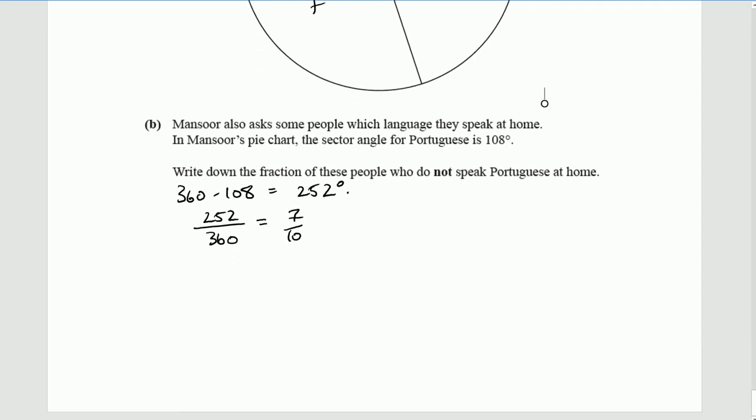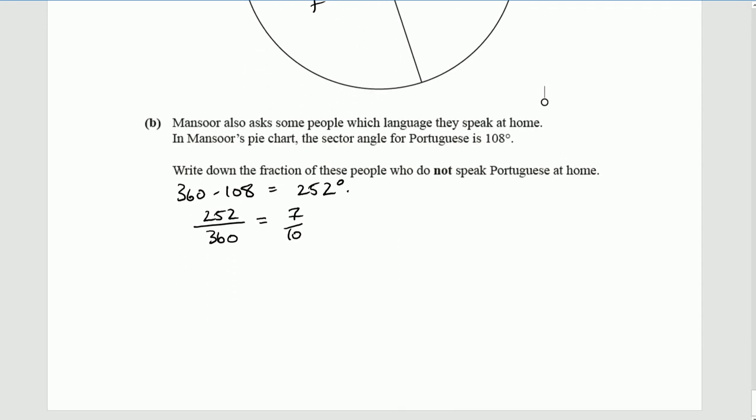And there's the answer to that question, and that concludes the scatter diagrams and pie charts solutions.